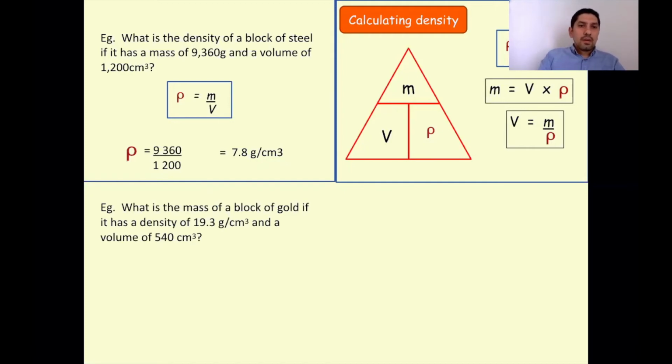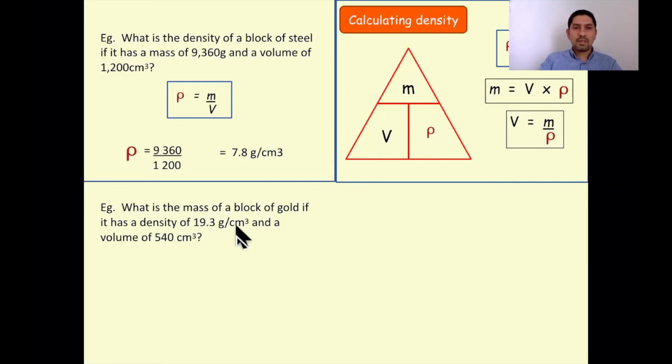Example: what is the mass of a block of gold if it has a density of 19.3 grams per centimeter cube and a volume of 540 centimeter cube? So what is asked here? We are asked to find the mass. So what is mass? Mass equals volume times density.